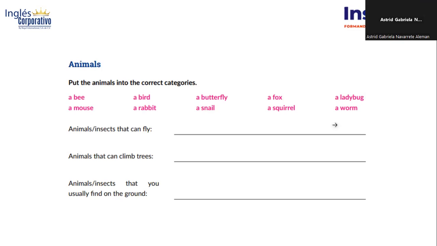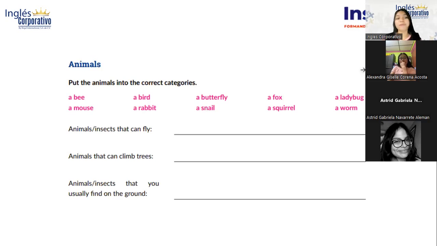Now, give me animals that can climb trees. A squirrel. A worm. A snail. A mouse, maybe, yes. Very good. Okay, so, climb. What is the meaning of climb? That is a verb. That means trepar. Very good. So now, number three. Give me animals or insects that you usually find on the ground.